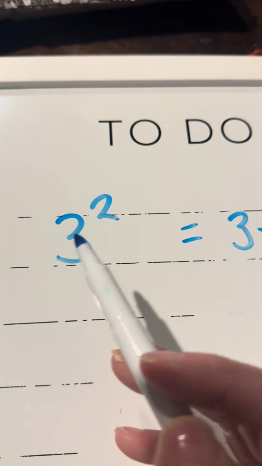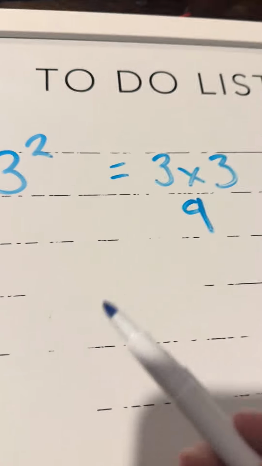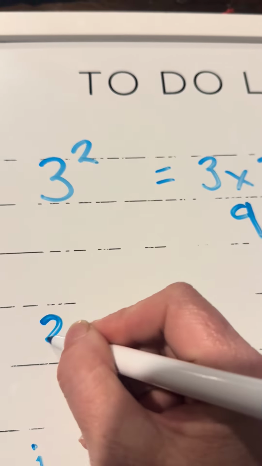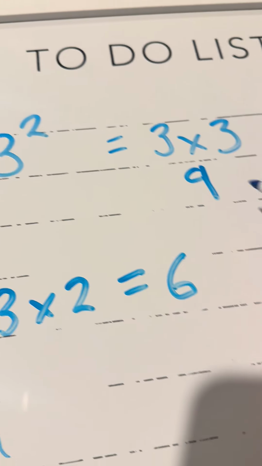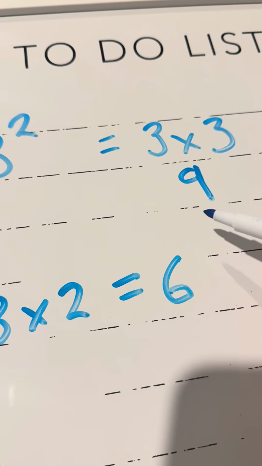What squaring is not, it's not timesing by 2. So 3 times 2 is 6. Obviously, that's quite different to 9.